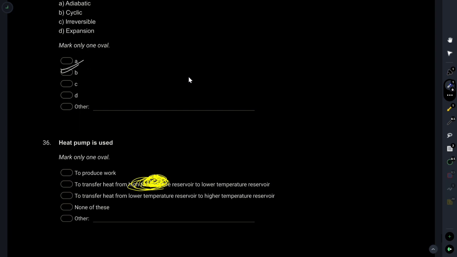In case of an engine, we are extracting heat from the higher temperature reservoir. But in case of a heat pump, we are taking heat from the lower temperature reservoir, to transfer heat from the lower temperature reservoir to the higher temperature reservoir. So option C, the third option, will be the correct answer. A heat pump is used to transfer heat from the lower temperature reservoir to the higher temperature reservoir.